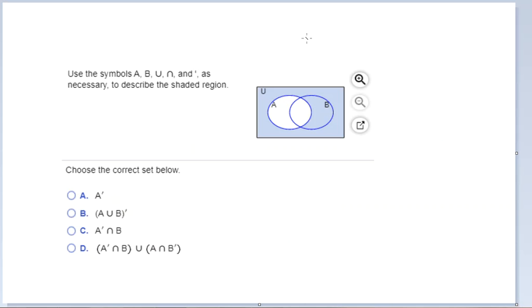Okay, so here we want to find these symbols, choose the correct set below. Well, this is all of A right inside here. Let me make a mark, that's all of A. And so this would be everything outside of A, which is known as A's complement. So this would be our answer right here.